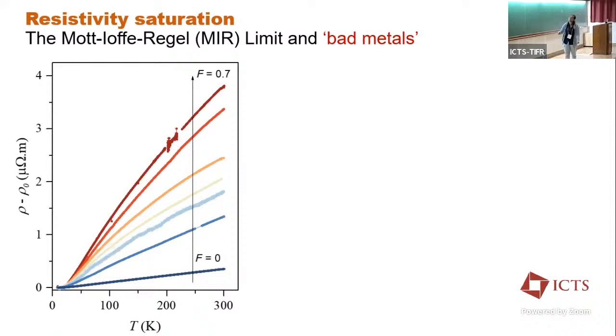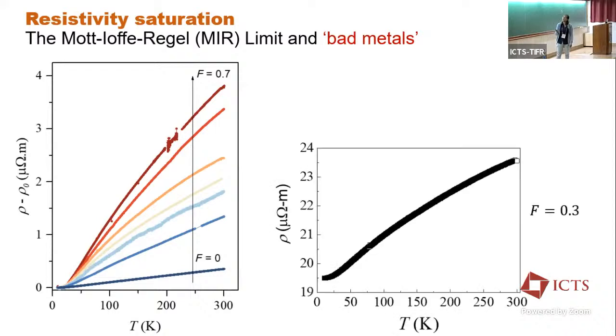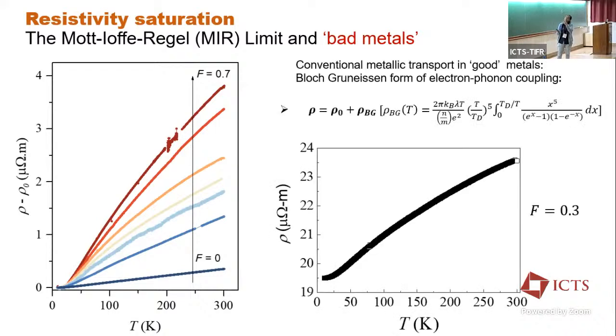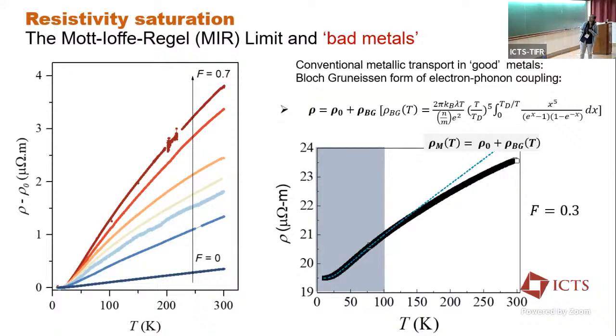So to show that, this plot shows the temperature dependent part of the resistivity. The residual resistivity has been subtracted, and the rest of the resistivity has been plotted with temperature. What we see is that the saturation is increasing with increasing silver, and this is not captured by a conventional electron-phonon form. The dotted line over here shows that. So in a good metal, the dominant source of scattering is the electron-phonon interaction, and we see that if we try to fit the data with that, it of course does not fit.